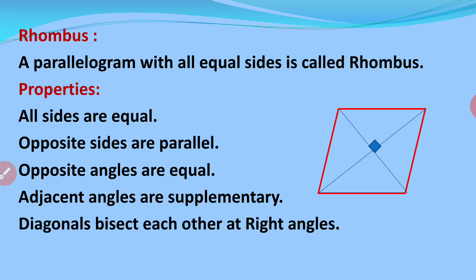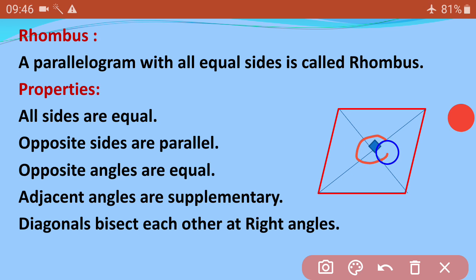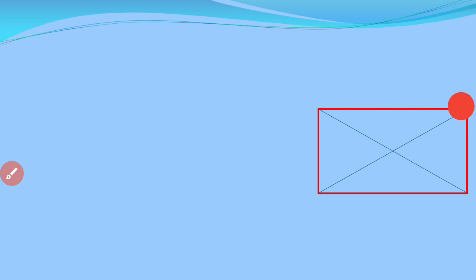Diagonals bisect each other. So this part is similar to the one in a parallelogram. Additionally, in a rhombus, the diagonals bisect each other at right angles. So the angles that are formed here are all 90 degrees each. Let's move to the next figure.